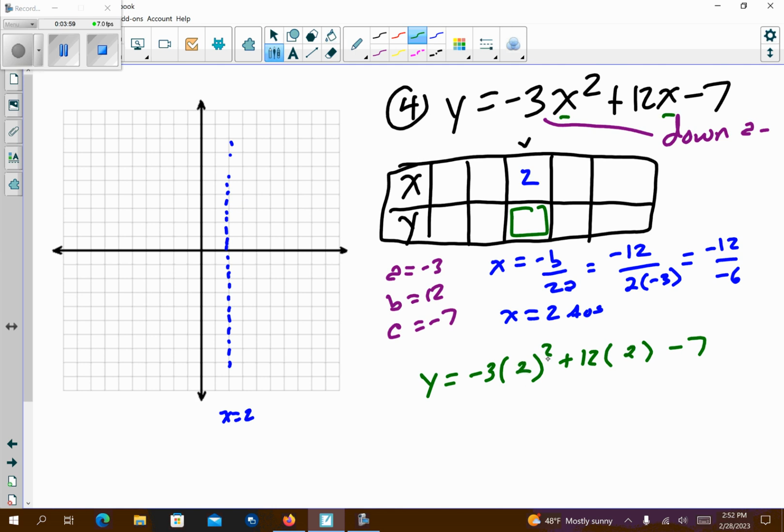Okay, 2 squared is 4. 4 times -3 is -12. 12 times 2 is 24, minus 7. So if I combine those, that's going to give me 12 minus 7, so I get 5. So 2, 5 is my vertex. 1, 2, 3, 4, 5. It's right there. There's my vertex.